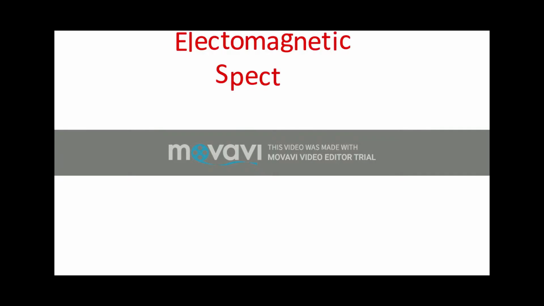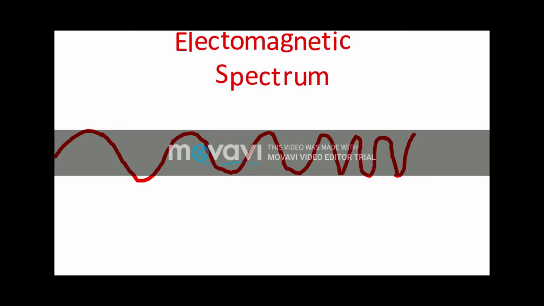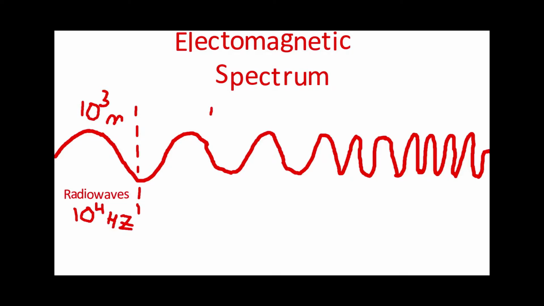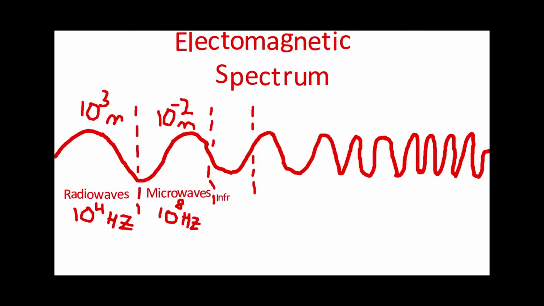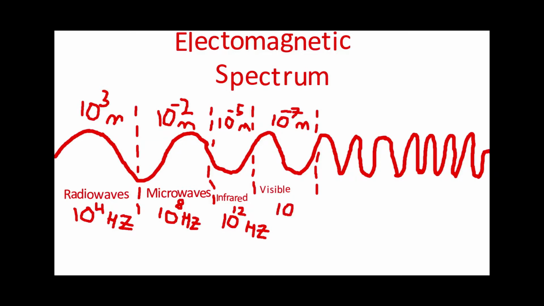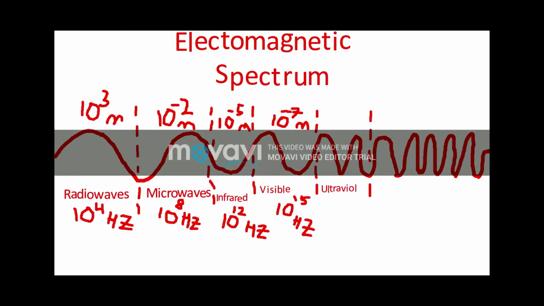The electromagnetic spectrum is split into 7 different regions, each with different properties. To the left are regions of long wavelength and low frequencies. Radio waves have the longest wavelength, followed by microwaves, and then infrared radiation. In the middle is the region of visible light, which is only a few hundred nanometers wide.